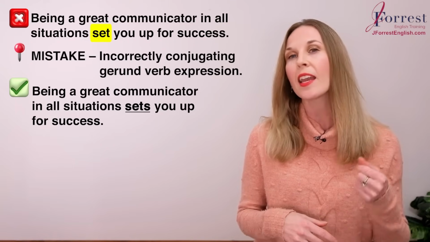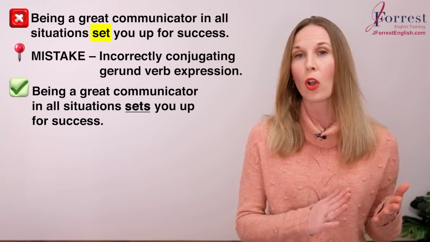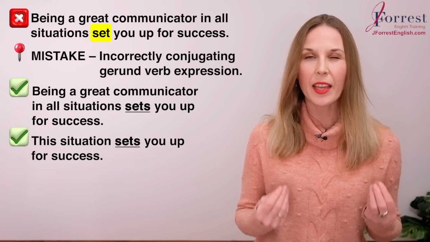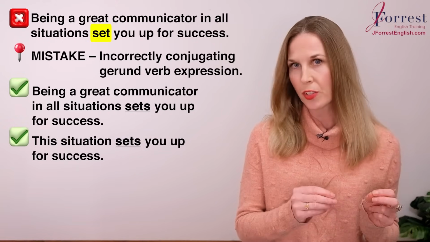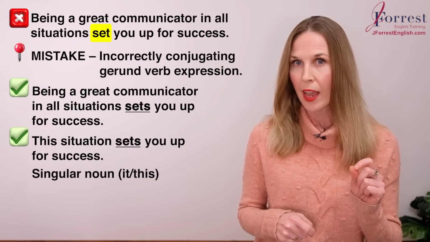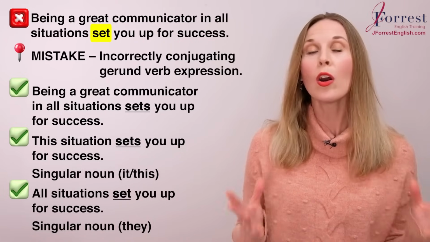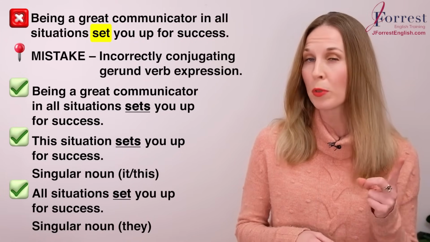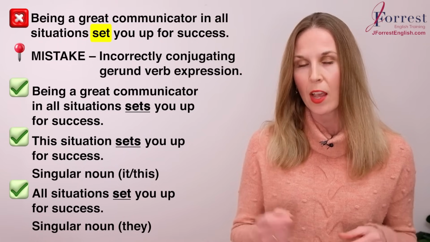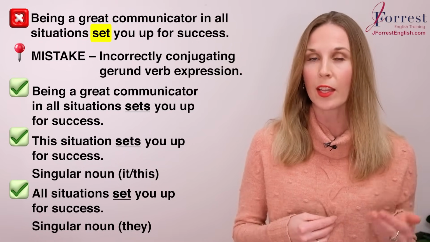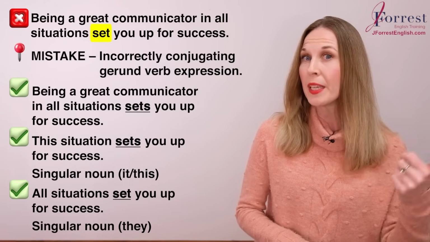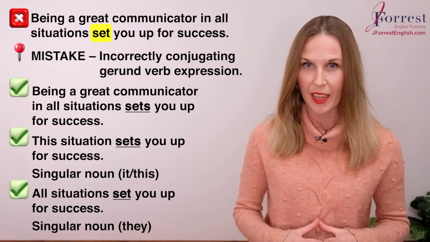So you need to add an S to that verb because it's conjugated with it as the subject and it's the present simple. Now, if you had a noun, you would say this situation sets you up for success. That's the singular noun. Or you could say all situations. Now this is plural, it's they. All situations set you up for success. So with the noun, you conjugate it with singular or plural, but when the sentence starts with a gerund verb, being, it's conjugated as it.